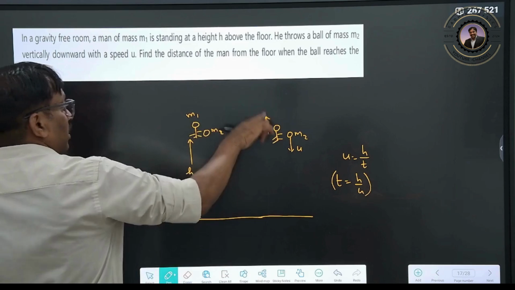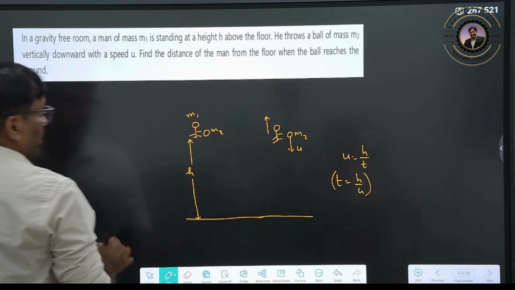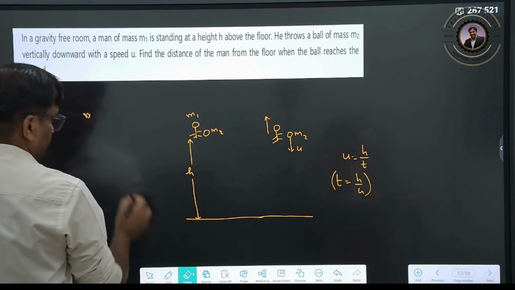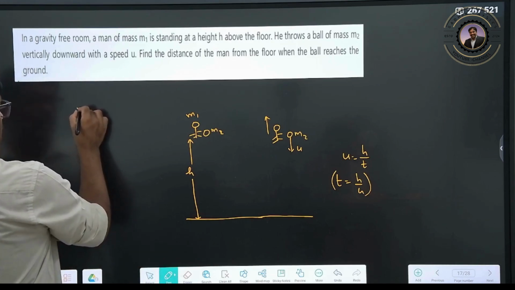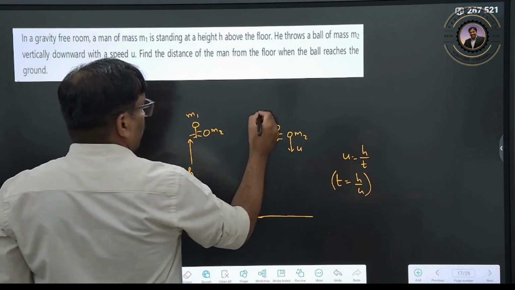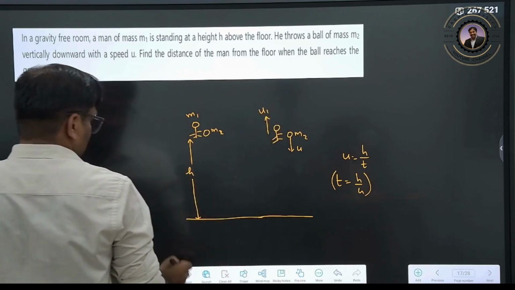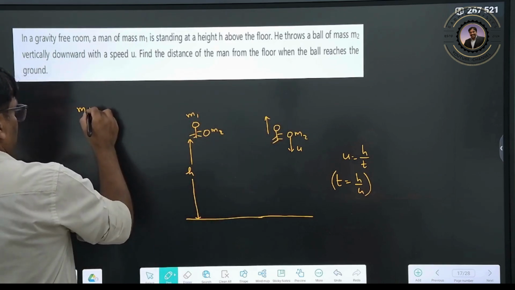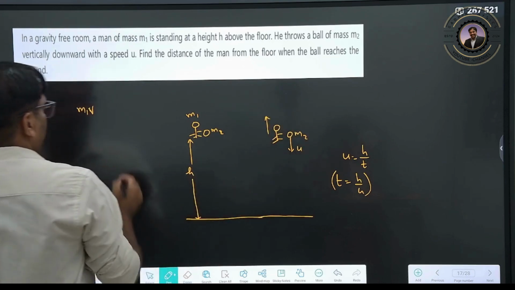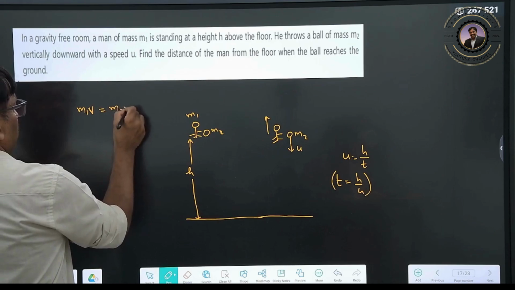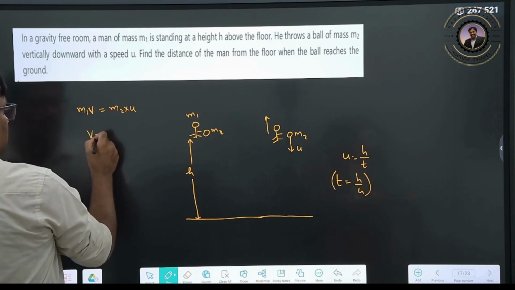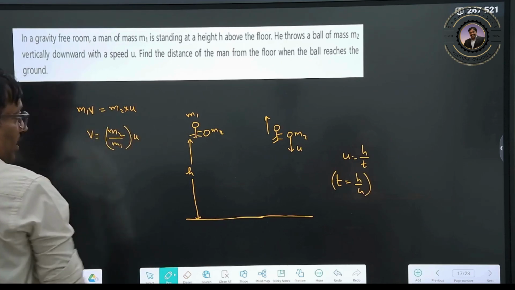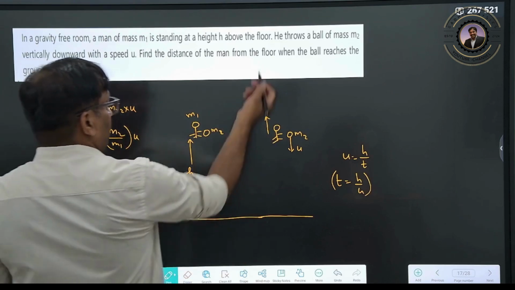Clear? Here you can apply the conservation of momentum. Initial momentum was 0, final momentum also 0. So m1 u1, suppose you are going with u1. Okay, let us take v: you will go with a speed v, and this is provided by this, so it will be m2 into u. Clear? So with what speed will you go up? m2 by m1 into u. Clear? So he is going upward, right?